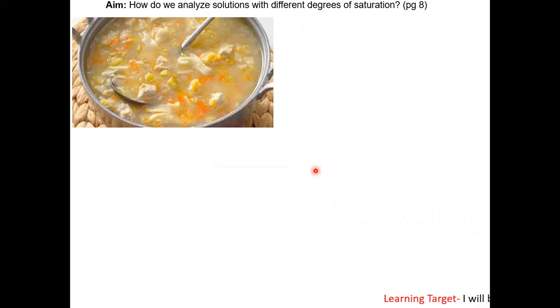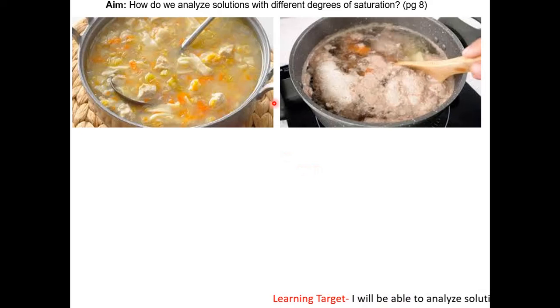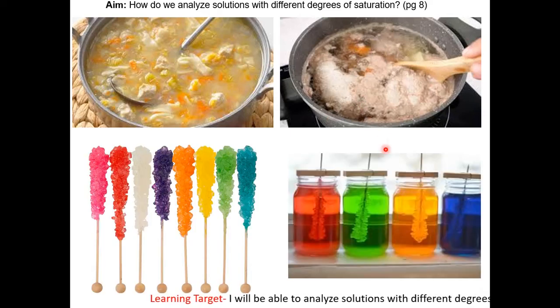Here are some examples of precipitation from a supersaturated solution. Here we have some hot soup that was allowed to cool down to room temperature overnight. Notice that in the morning, there will be fat or oil that precipitated on the top. Here's another example. Here we have rock candy, which is sugar crystallized onto a stick.